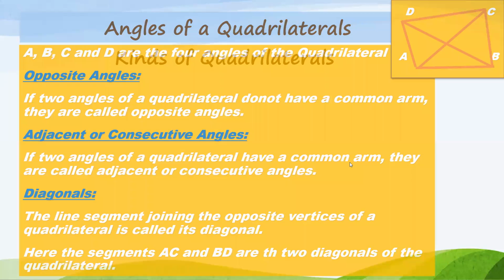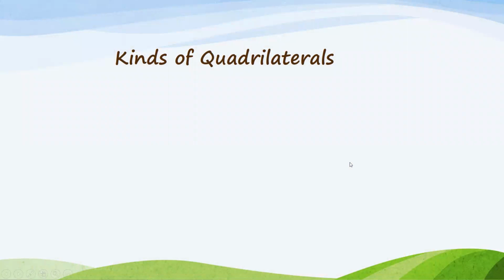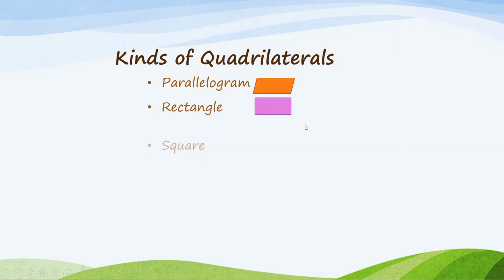So this is all about quadrilaterals, sides and angles of quadrilaterals and diagonals. Now let's discuss kinds of quadrilateral. We are going to discuss 3 kinds of quadrilateral here. Number 1, parallelogram, like this. Number 2 is rectangle. And number 3 is a square.